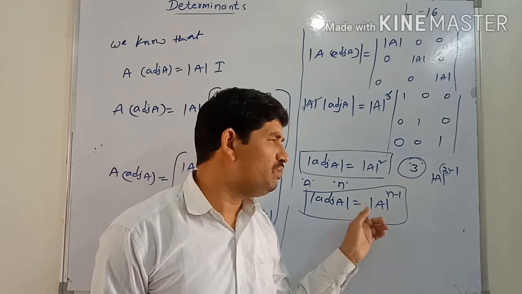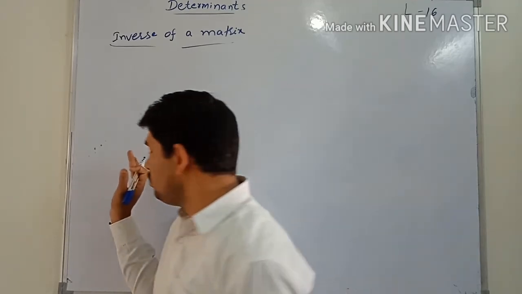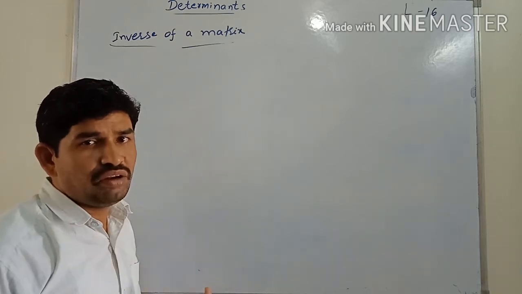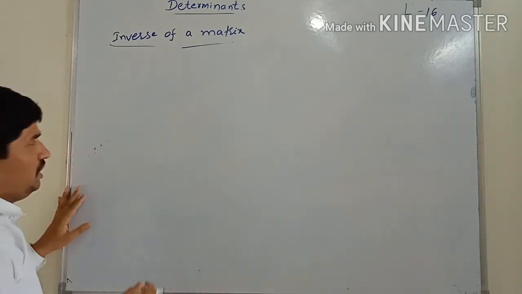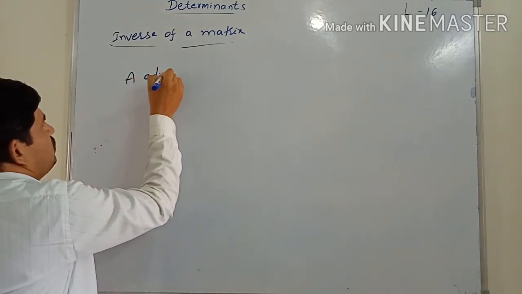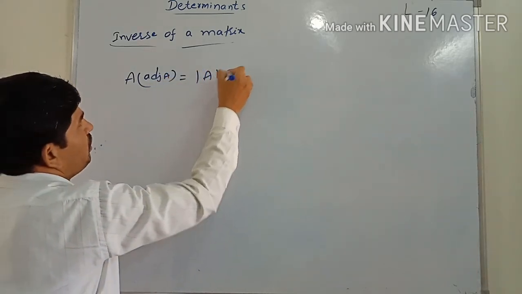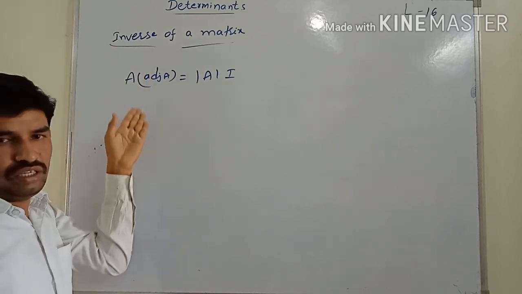Okay, so now we will see the inverse of a matrix. We have completed adjoint of a matrix, and after that singular and non-singular also. So now the inverse of a matrix. We know already that A into adjoint A is equal to what? Determinant of A into I. Yes or no? From this only we can write the inverse of a matrix.